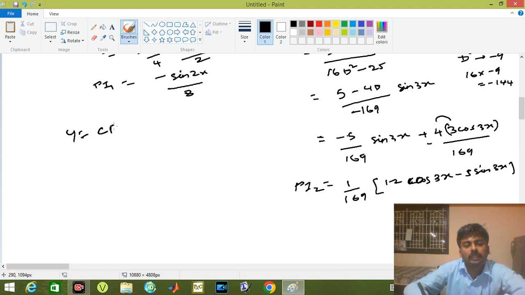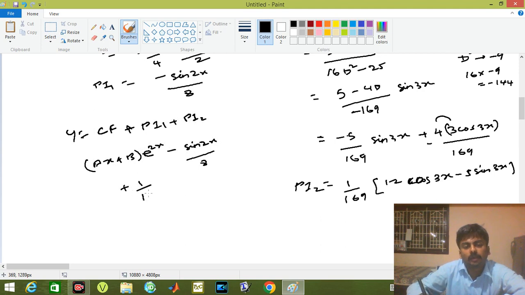Y equal to CF plus PA. CF is (Ax + B) e power 2x. PA1 is minus sin 2x by 8. PA2 is 1 by 169 of 12 cos 3x, then minus 5 sin 3x.